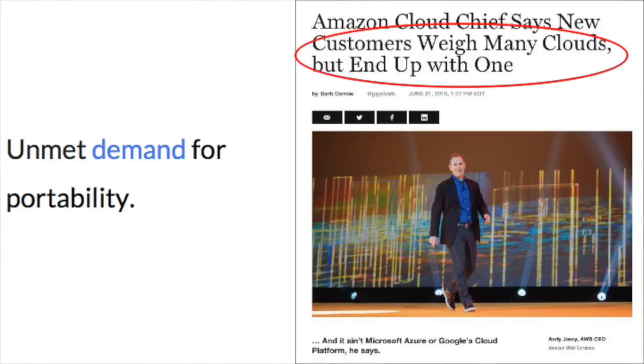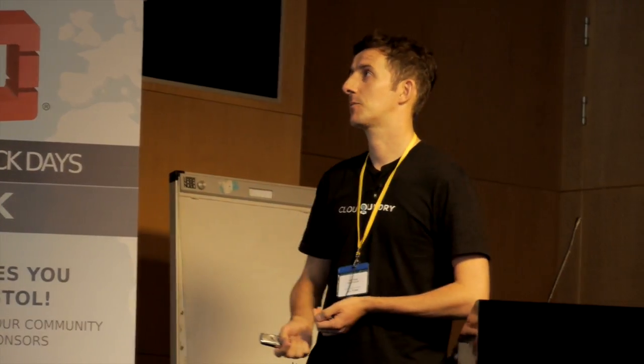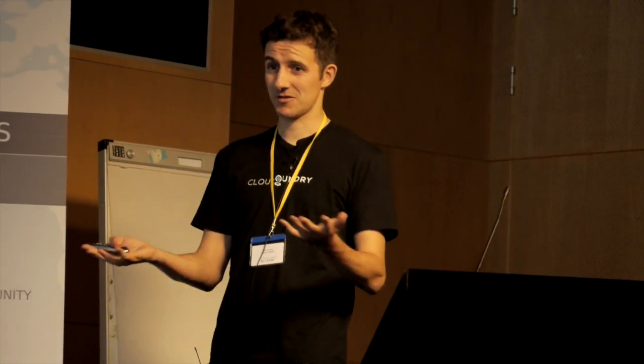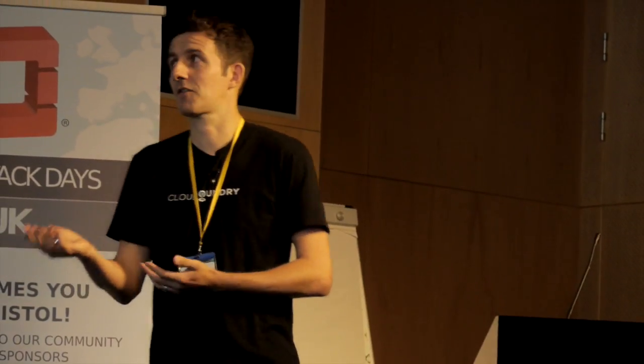And I thought I'd go and try and find evidence of this unmet demand for portability. And it was astonishing to me that AWS had been so adept at playing this lock-in game that they were even getting to the stage where Andy Jassy was standing up and saying, customers kind of want to be able to use different clouds, but they just give up and end up using us. So it was him standing up at one of the events, trying to talk his way out of the fact that AWS was locking customers in.